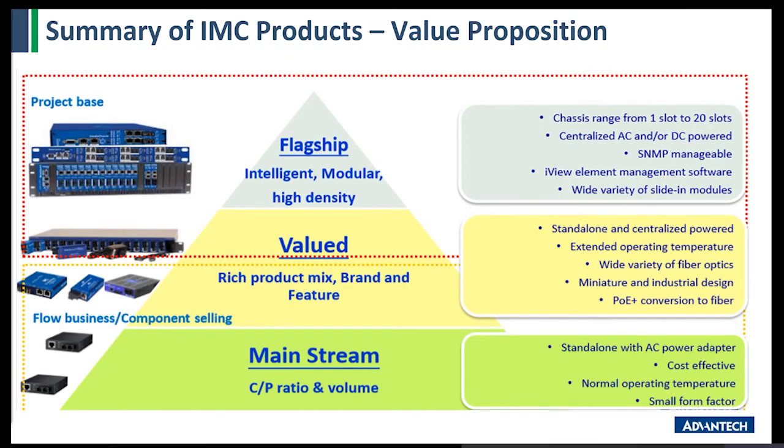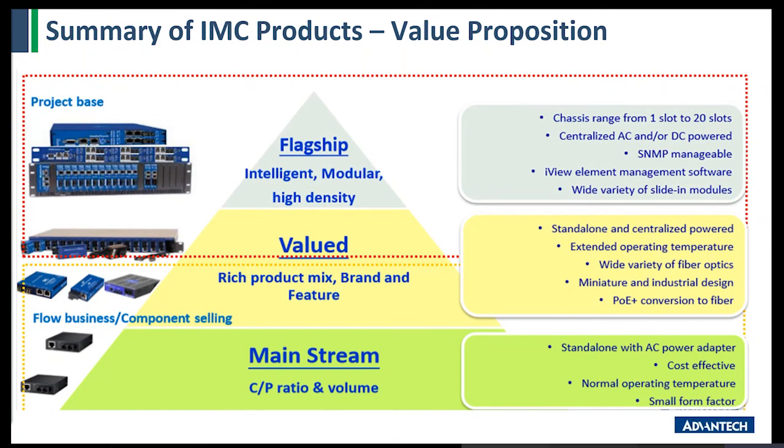Finally, let's recap the products I've introduced today based on their value proposition. The flagship range is the IMC 700 series. Their chassis range from 1 slot to 20 slots, centralized AC or DC powered, SNMP manageable, with iView SNMP management software and a wide variety of slide-in modules.